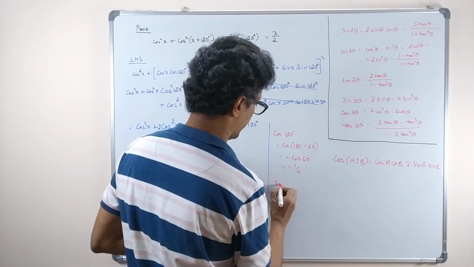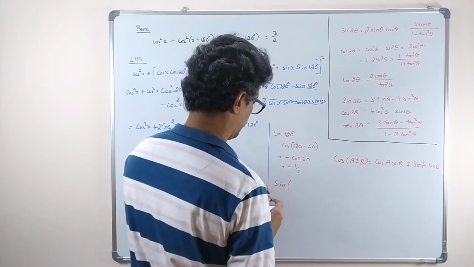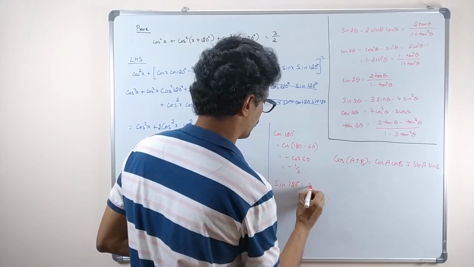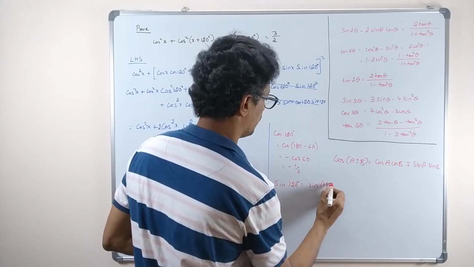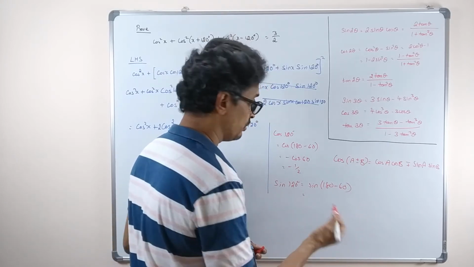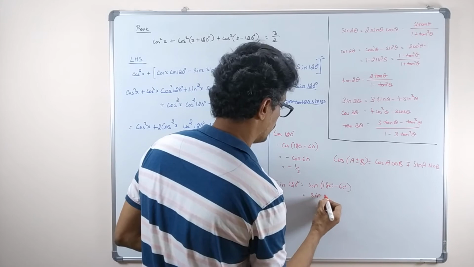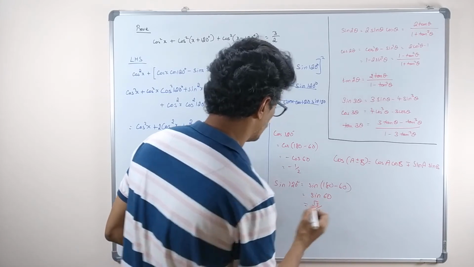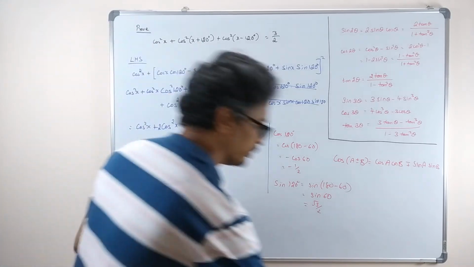Similarly, sin 120 degree will be equal to sin of 180 minus 60. So this is second quadrant, sin is positive. So this will become sin of 60. Sin 60 will be root 3 by 2. Correct? So now we have this value, just let us put it here.